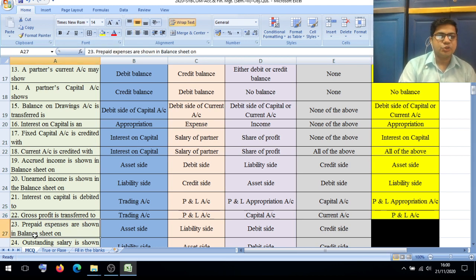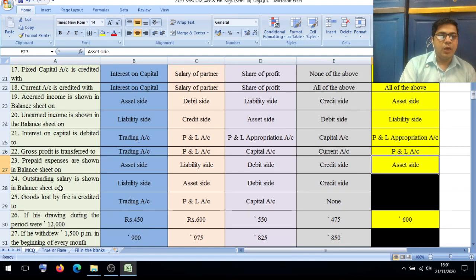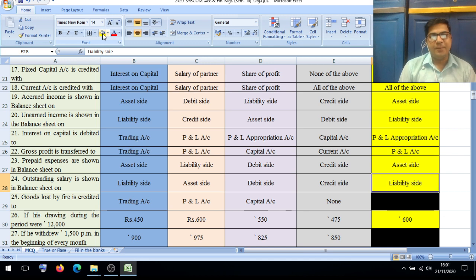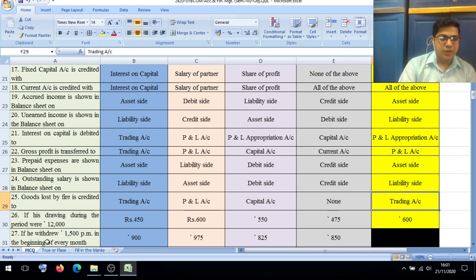Prepaid expenses are shown in balance sheet on asset side, liability side, debit side, credit side. Answer is asset side. Outstanding salary is shown in the balance sheet on liability side, asset side, debit side, credit side. Answer is liability side. Goods lost by fire is credited to trading account, profit and loss account, capital account, none. Answer is trading account.